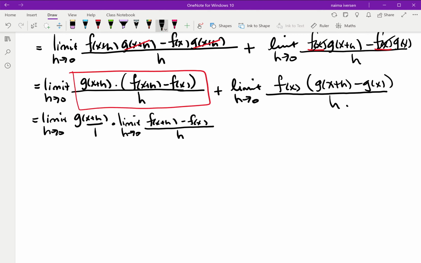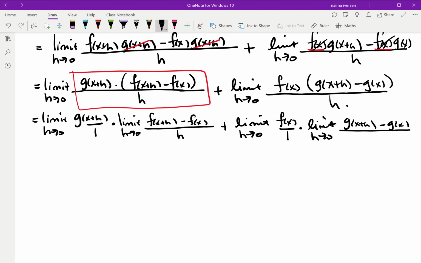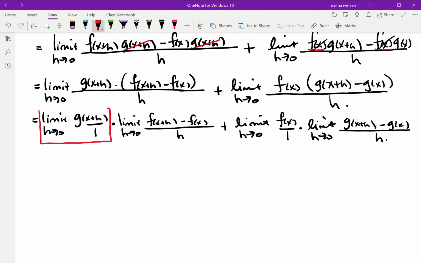I'm going to do the same thing for the next one. I'm going to split the thing out, and I'm going to get the limit as h goes to 0 of f of x over 1 times the limit as h goes to 0 of g of x plus h minus g of x over h. And now we're going to find the limit of these things. So it's pretty easy to find the limit of this guy. So if we think about what that limit is, I'm going to let h go to 0, and I'm going to get g of x plus 0, which is just g of x.